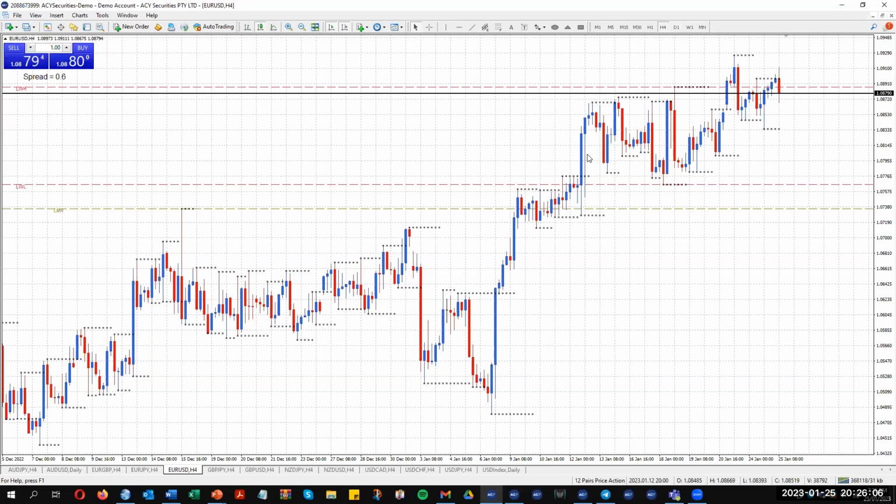Let's have a look at the 4-hour. 4-hour is rather consolidatory at the moment. It was down yesterday, lower top, lower bottom. It's moved up to a higher top. All right, it's not the prettiest price action in the world at the moment on the 4-hour chart.